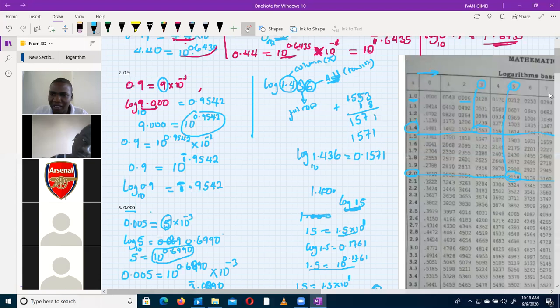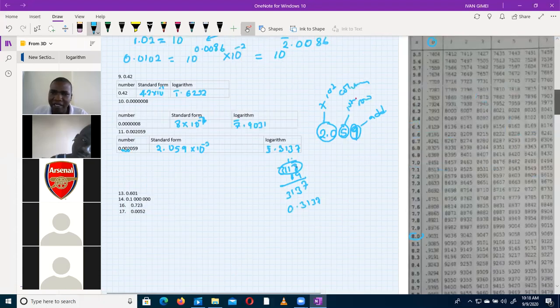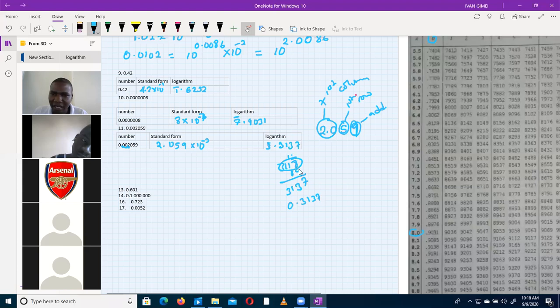Which value did I get? I got 3118 plus 19. It gives me this, and I introduce a decimal point because all the values here, you see that the first column, there are decimal points before it. So after getting this, you must put a decimal point there. So the logarithm of 2.059 is the same as 0.3137. Is it okay now?